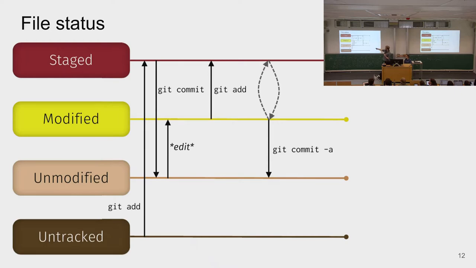Alternatively to that, there's the command git commit -a, which simply commits all modified files. So it basically adds all modified files, all files with their status modified, makes a commit, and then obviously all the modified files are added, committed, and because they're committed, they come back to the unmodified state.